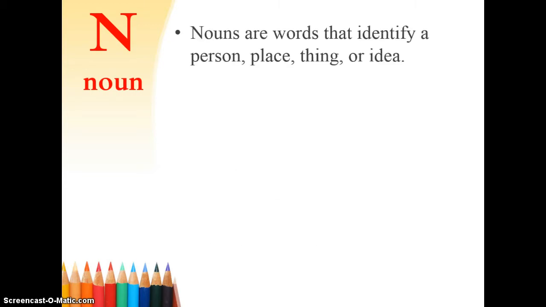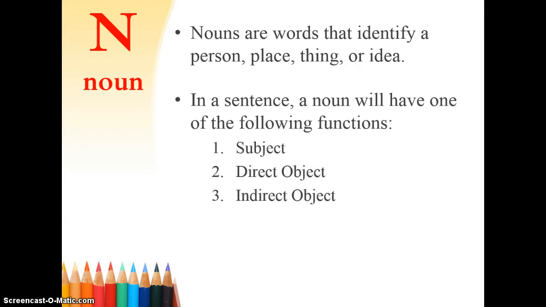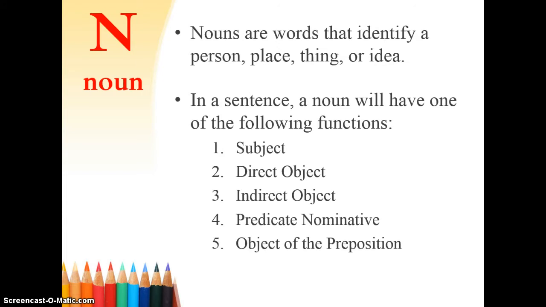N stands for noun and is represented by the color red. Nouns are words that identify a person, place, thing, or idea. They also will have one of 5 functions within a sentence. A noun will either be the subject, the direct object, the indirect object, the predicate nominative, or the object of the preposition.